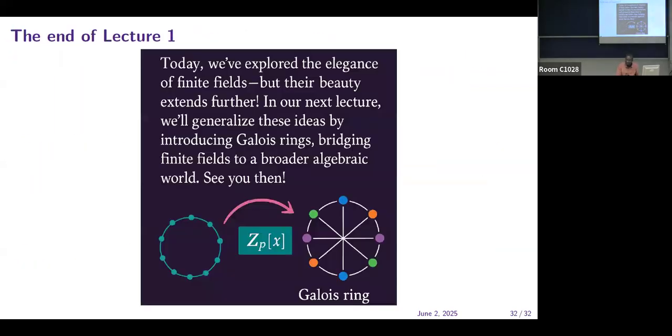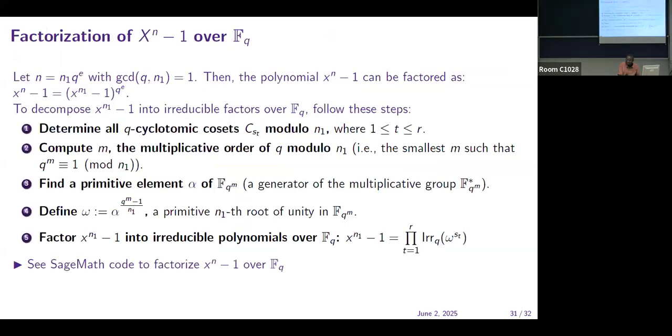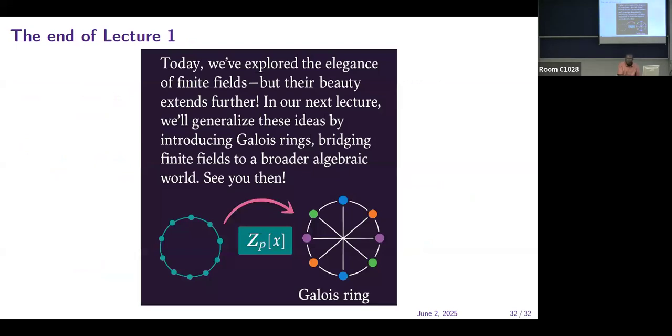Okay. The second lecture is to generalize the Galois field to the Galois ring. The Galois ring is a natural generalization of the Galois field. The factorization of x power n minus 1 is very important. And so on. Everyone, thank you very much for your kind attention. Thank you.